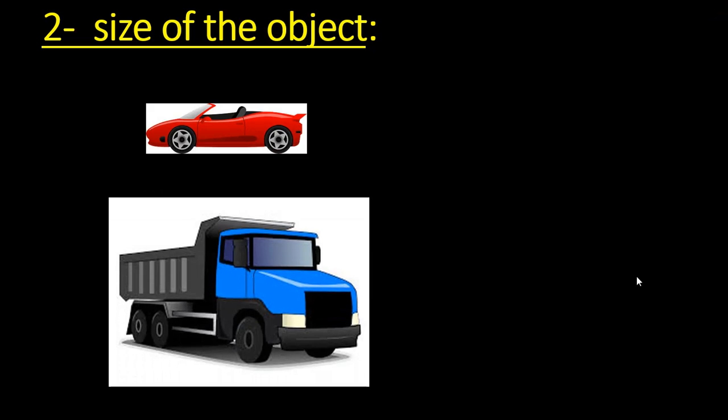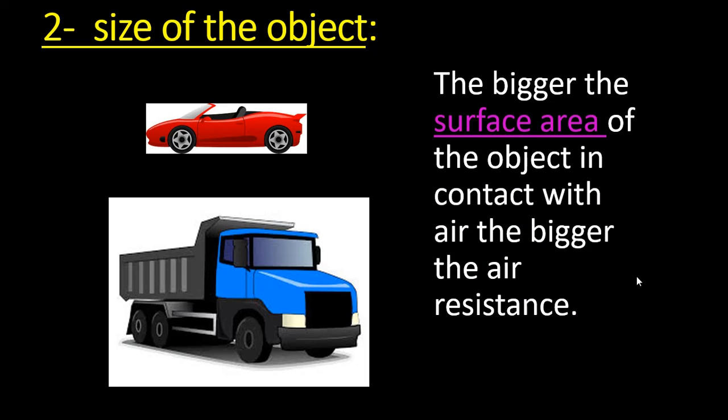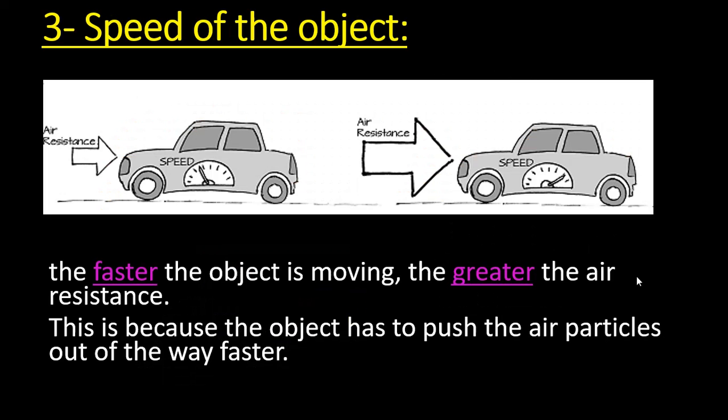Now, the size of the object is already mentioned. It's very similar to the concept of the shape. The bigger the size, the more contact with the air particles. So the bigger the object or the bigger the surface area, the bigger the contact with the air particles, the bigger the air resistance.